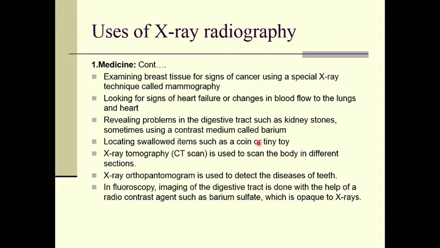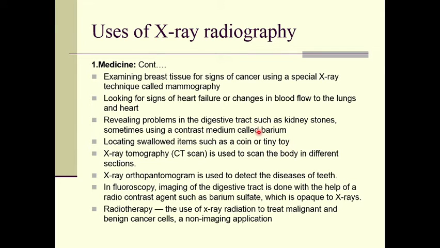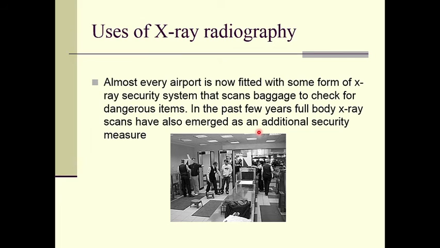In fluoroscopy, imaging of the digestive tract is done with the help of radio contrast agents such as barium sulfate, which is opaque to X-rays, right? We have already seen this barium sulfate. Then radiotherapy uses X-ray radiation to treat malignant and benign cancer cells, and there are also non-imaging applications, right?